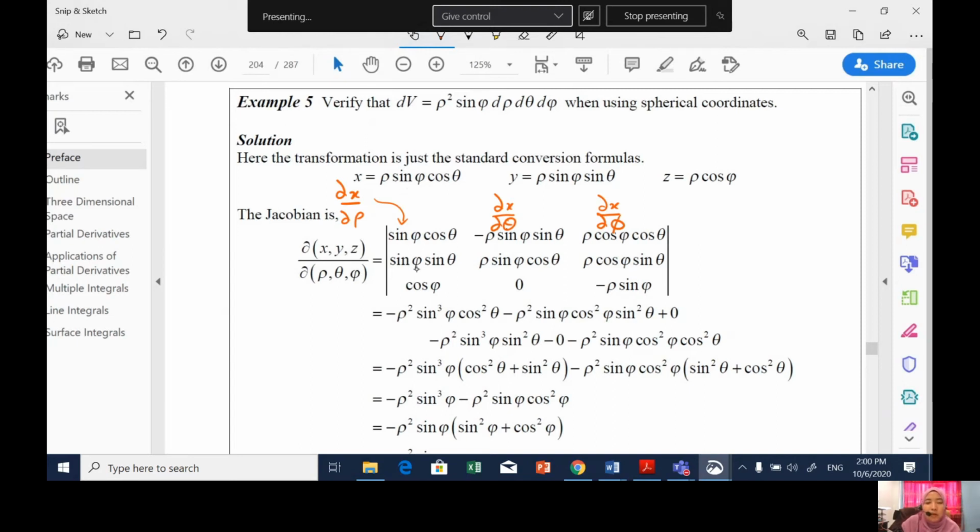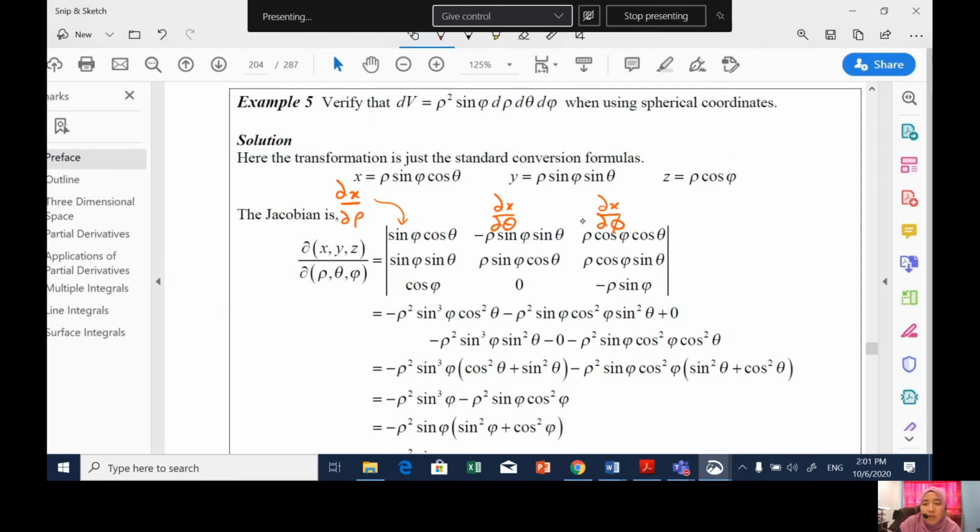Okay, so the next row, this is the derivative of y with respect to rho, this is the derivative of y with respect to theta, and this is the derivative of y with respect to phi. Okay, this is the derivative of z with respect to rho. So we have here, okay, look at. Then this is the derivative of z with respect to theta.